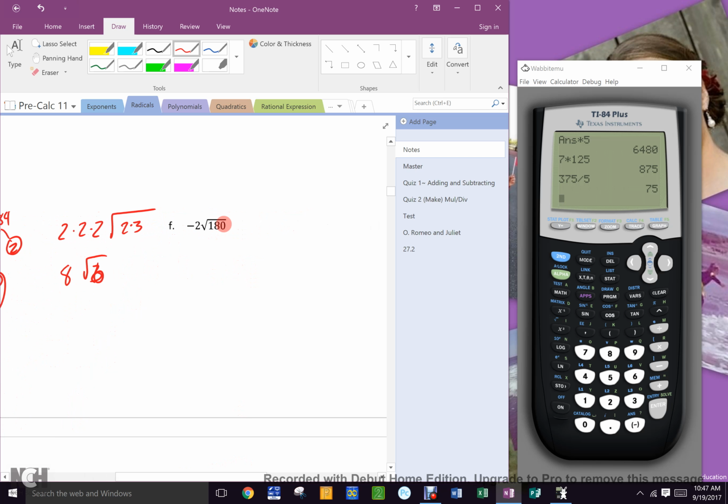And then over here, 180 is going to break down to 10 and 18, 2 and 5, 2 and 9. I'm going to stop there because that's a square root. So out comes a 3, out comes a 2. There's already a negative 2 out there. So that's negative 2 times 2 is negative 4 times 3 is negative 12 root 5.